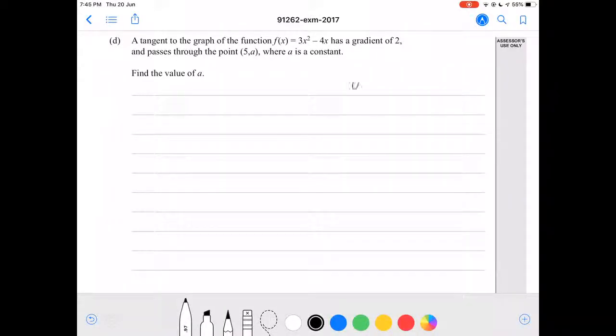Right now we have our equation for a tangent. Our equation for a tangent is y equals mx plus c. We know the gradient is 2, so y equals 2x plus c, and it passes through the point (5, a), where a is a constant. So the first thing we have to do is differentiate to find our gradient function. So f dash of x equals 3x squared minus 4x.